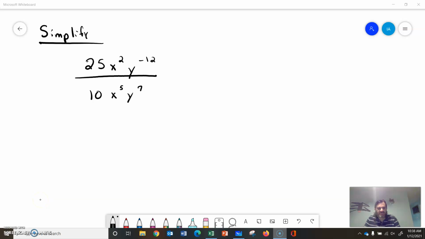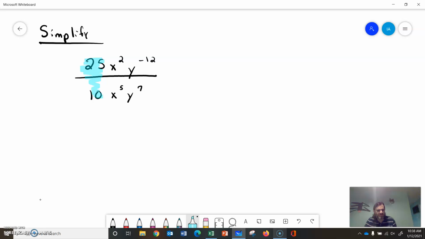Hey, we're going to simplify a rational exponent expression here. So we're simplifying some exponents. This is a big old fraction. The top is 25 x squared y to the negative 12th. The bottom is 10 x to the 5th y to the 7th. So let's just see what we have here in common that we can combine.